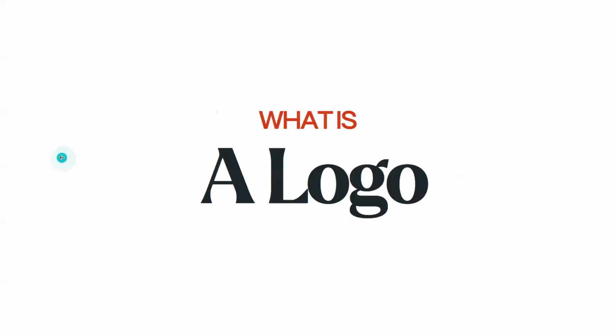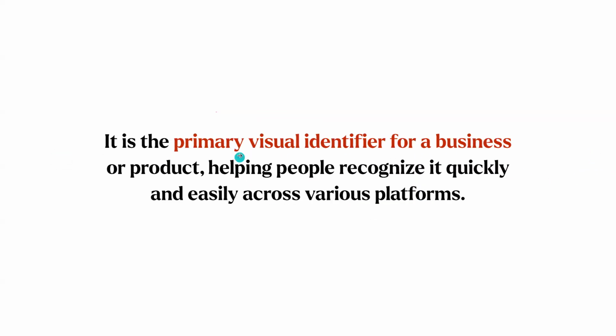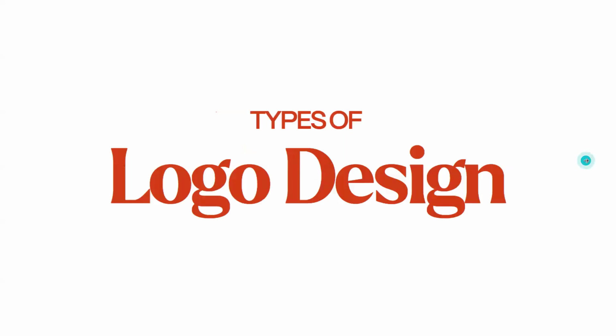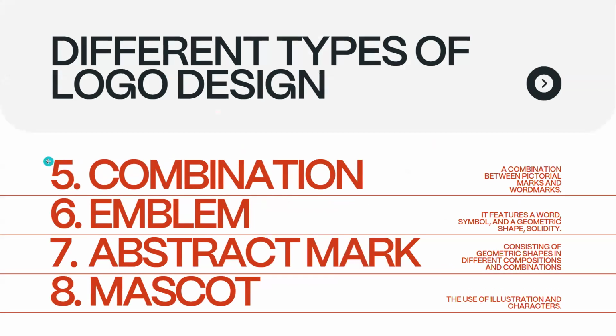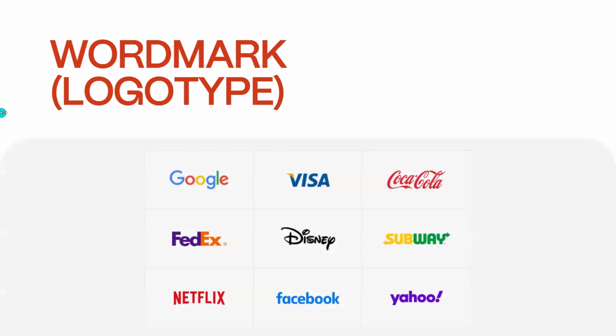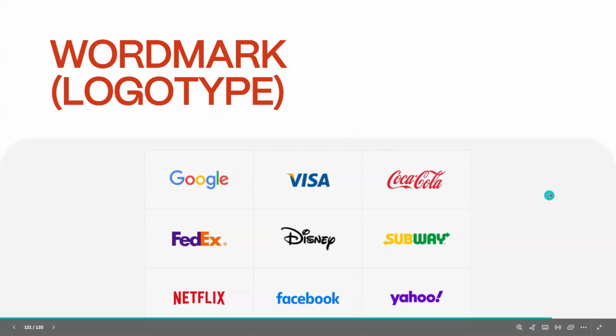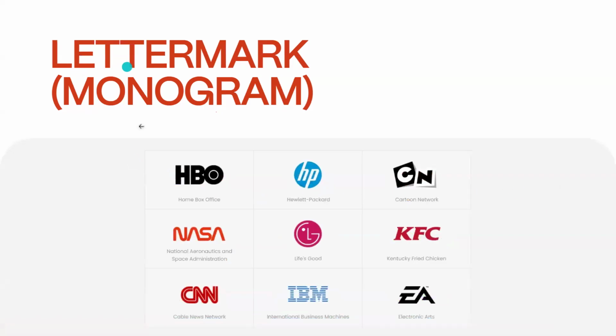So, what is a logo? A logo is a primary visual identifier for a business. There are 8 types of logos. We have less time, so I will tell you quickly. First one is wordmark. That means, like Google, Google is a brand name, and the whole logo consists of the brand name. Okay, as Disney, as Facebook. This is word type.